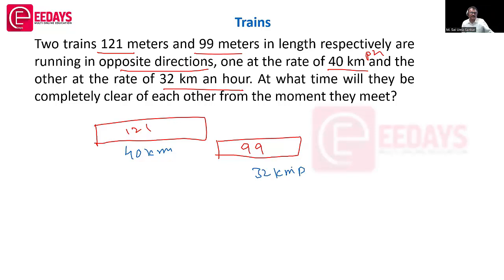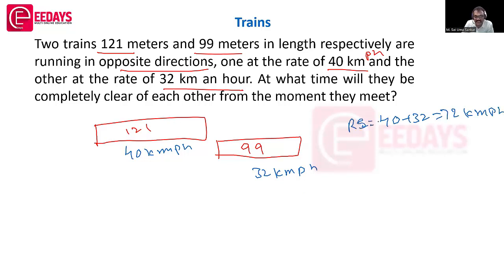If both trains are moving in the opposite direction, then what is the relative speed? Relative speed is equal to the sum of the speeds, that is 40 plus 32, which is equal to 72 kilometers per hour.